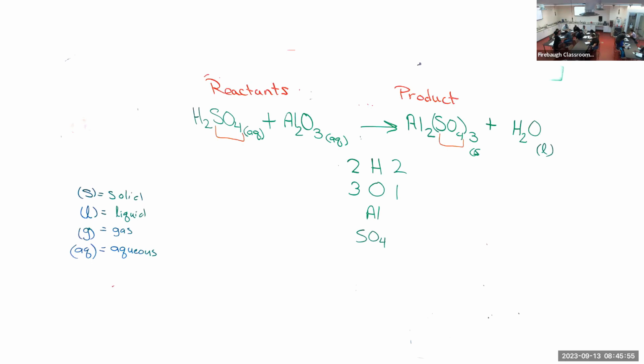Okay, aluminum. How many aluminum do I have on my reactant side? And how many do I have on my product side? Okay, and then the sulfate, the SO4. How many do I have on my reactant side? And then on my product side. Remember, it's in parentheses, we just use the number on the outside.